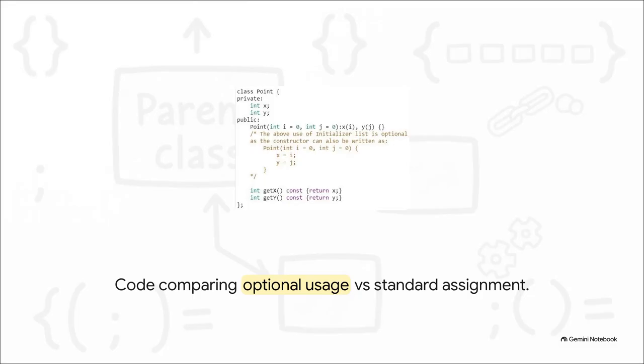You'll notice the colon right before the x(i), y(j) part. That is exactly where the magic happens. Those variables get initialized before the constructor body ever executes. Now, in this specific case, the initializer list is optional. You definitely could just assign x equals i and y equals j inside the constructor's curly braces. But as you'll see, sometimes using this list isn't just a nice option, it's absolutely mandatory.